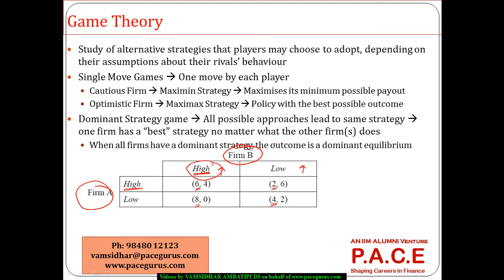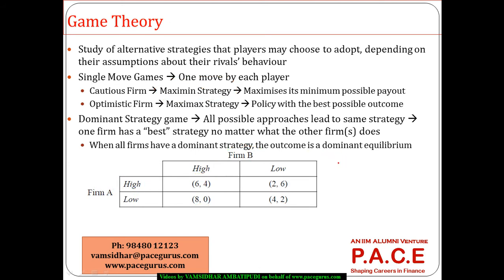Now look at it from B's perspective. If A sets a high price, and B also sets a high price, B will get a benefit of 4. But if B decreases the price, it is going to get a benefit of 6. Whereas on the other side, if A sets a low price, and B sets a high price, the benefit is going to be 0. And if B sets a low price, the benefit is going to be 2. So this is the meaning of this matrix. Now what I am typically trying to do as a part of my Maxi Min strategy.